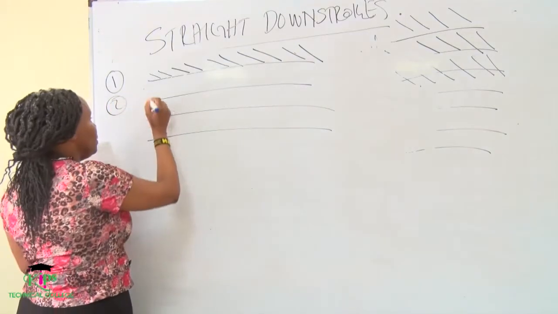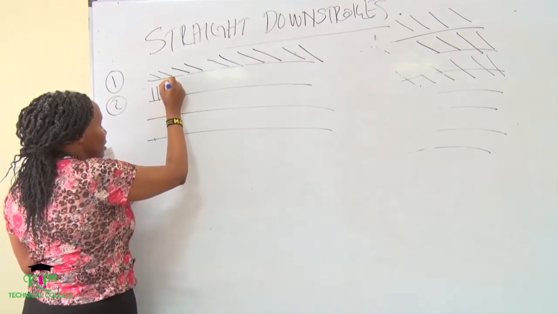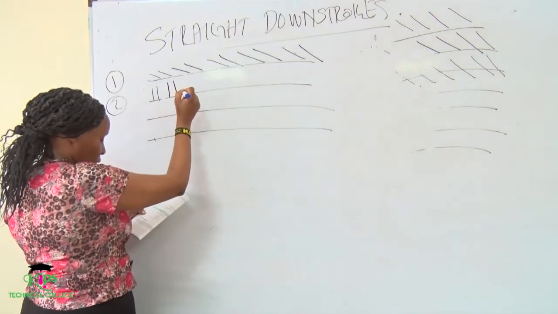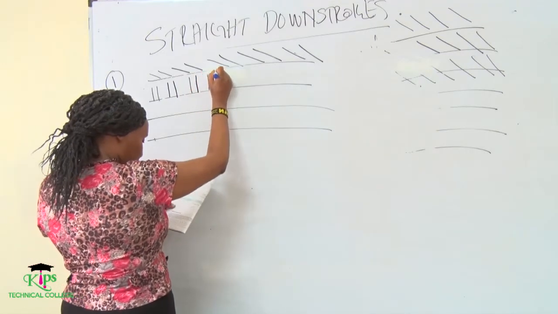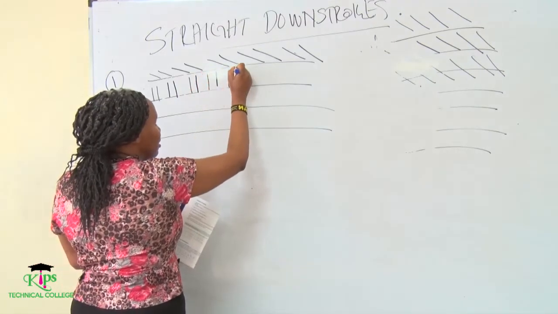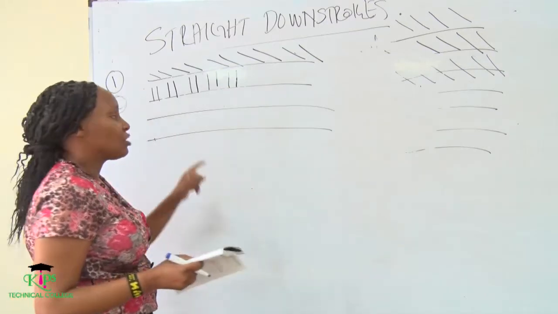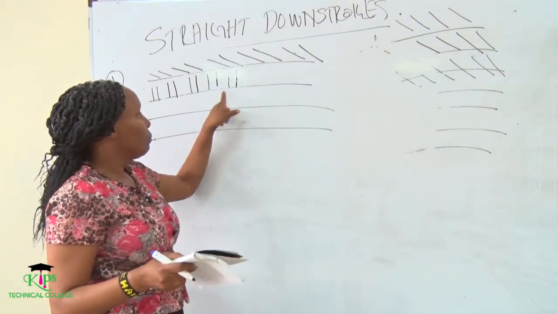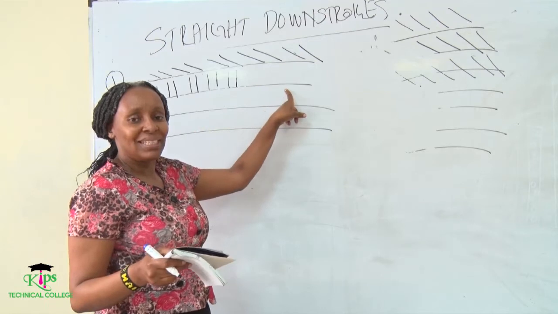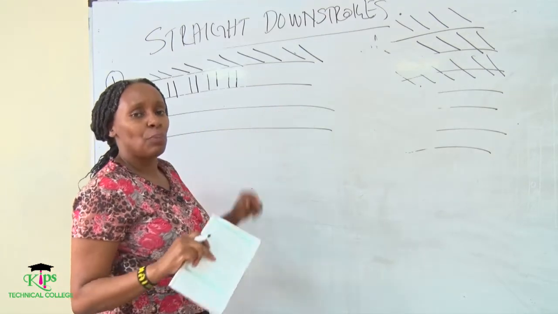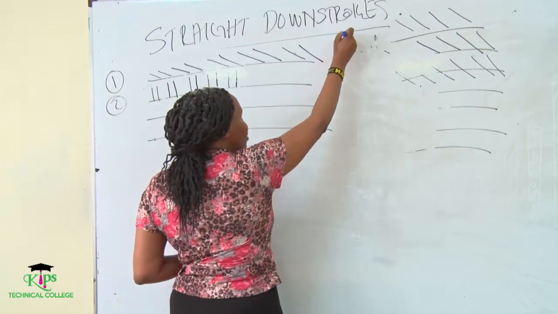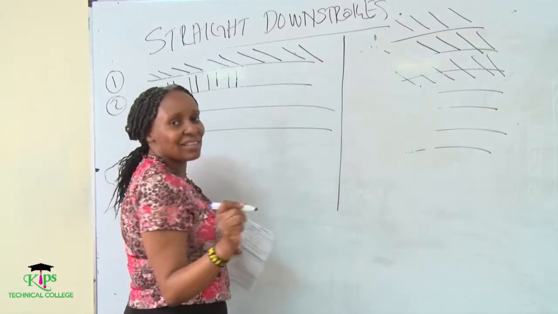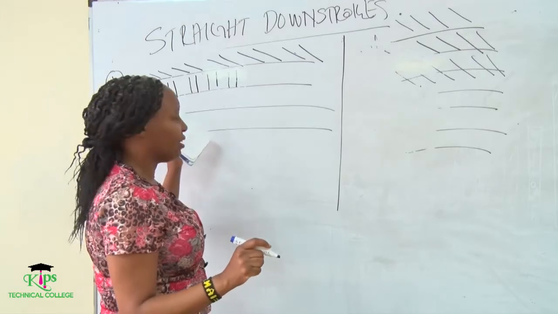Number two is TT, DD, then TD, TD, TD. Now what happens is as you drill, it's not able to fill in the complete line. So you're supposed to ensure that it reaches up to the margin of that page. So don't leave it in the middle.